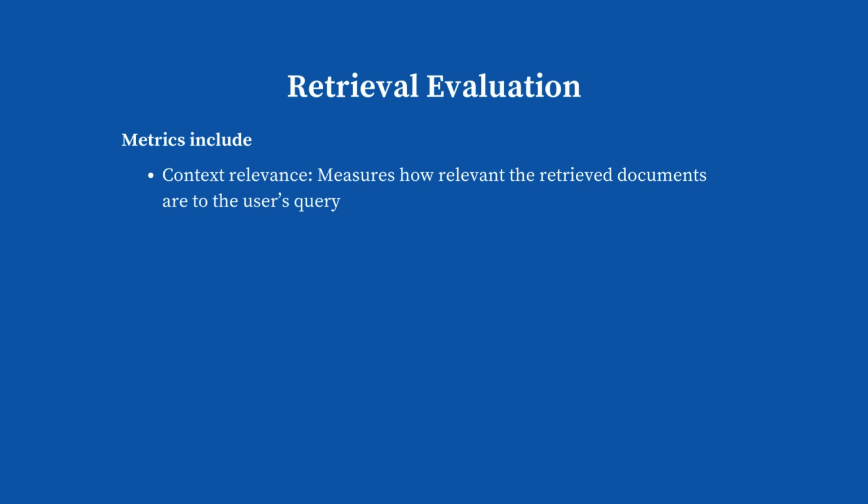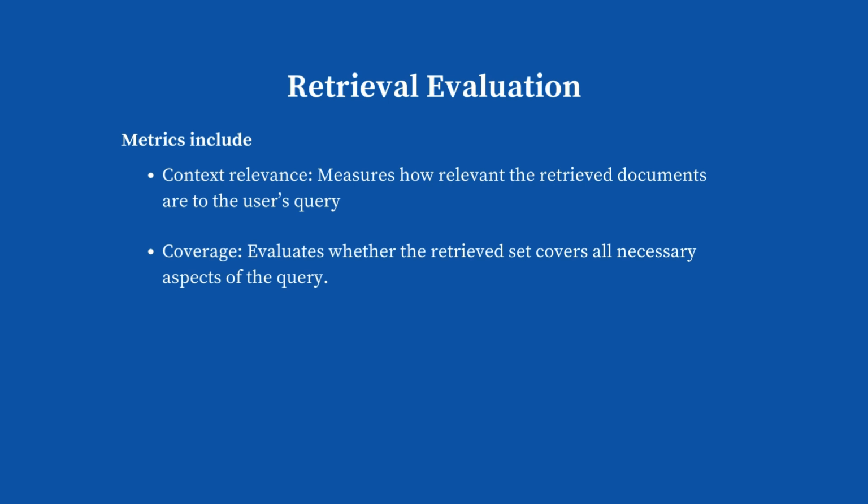Retrieval evaluation checks whether the correct documents are being fetched for a given query. Metrics include context relevance, coverage, and retrieval accuracy. Context relevance measures how relevant the retrieved documents are to the user's query. For example, if I give the query refund policy, it should retrieve something related to that document.